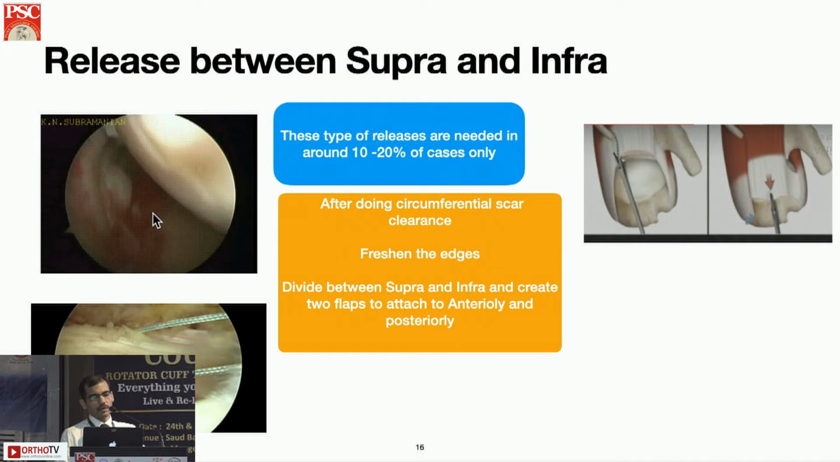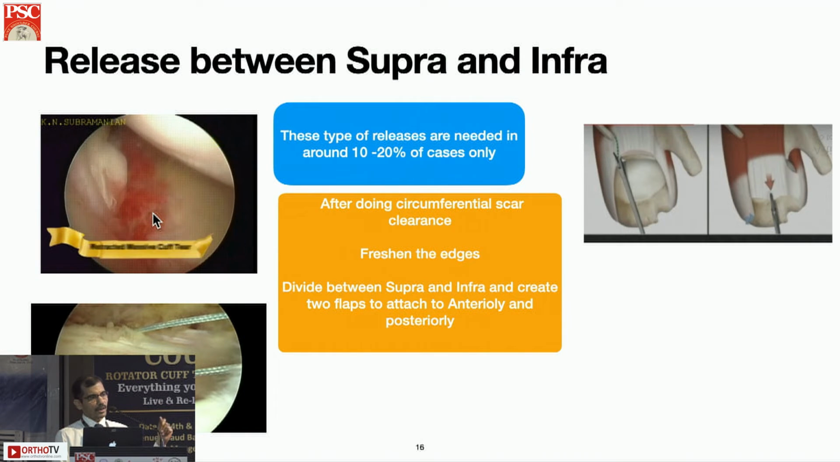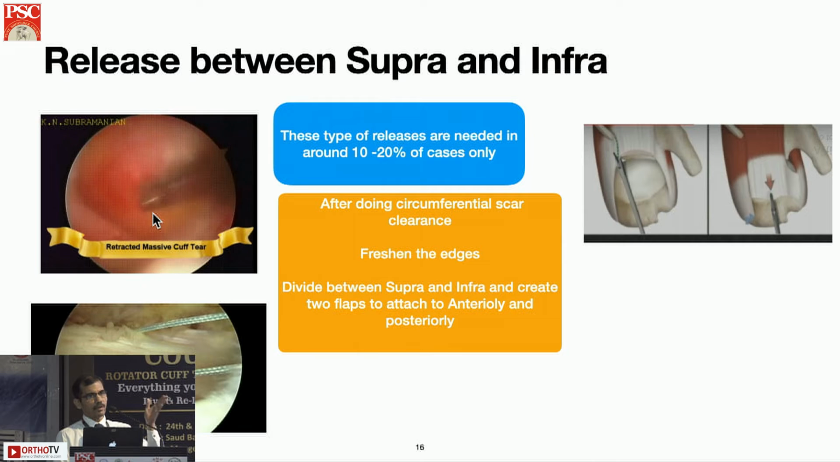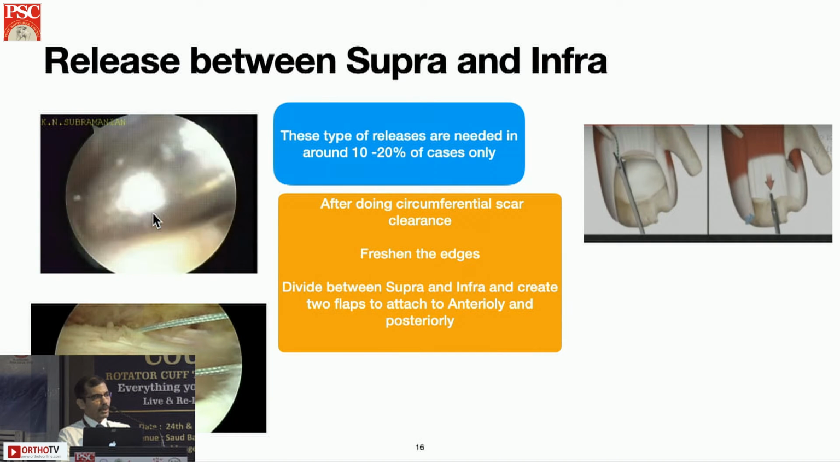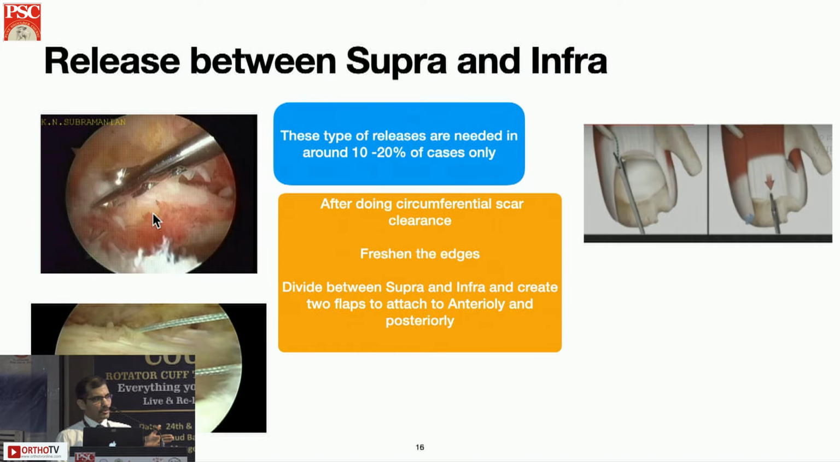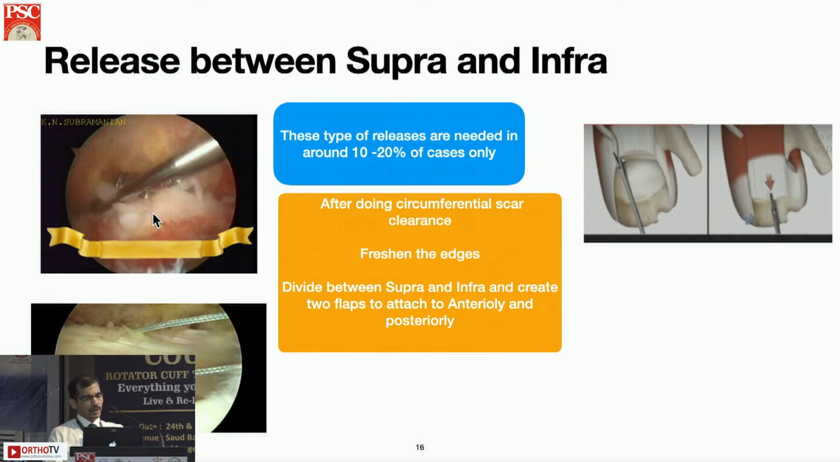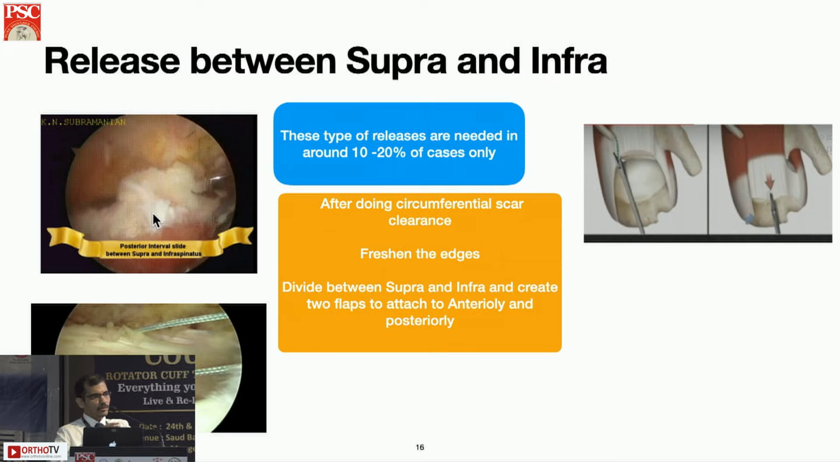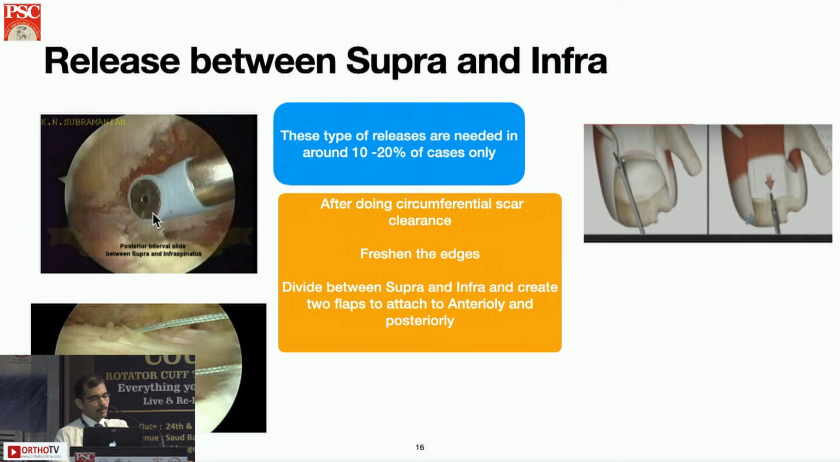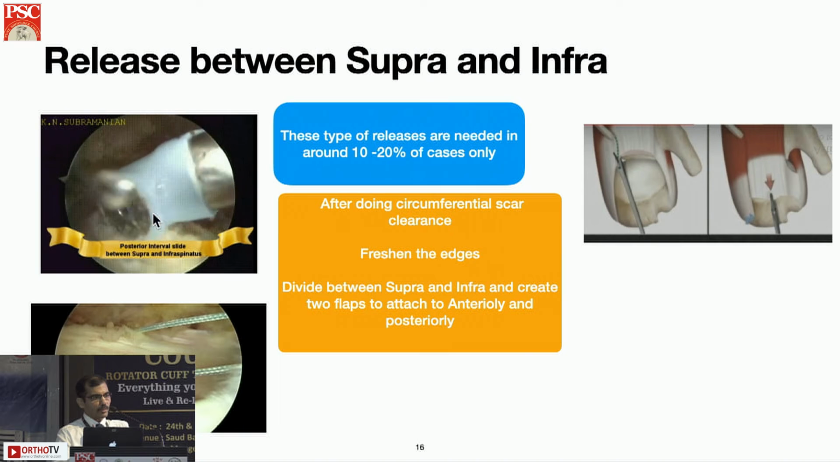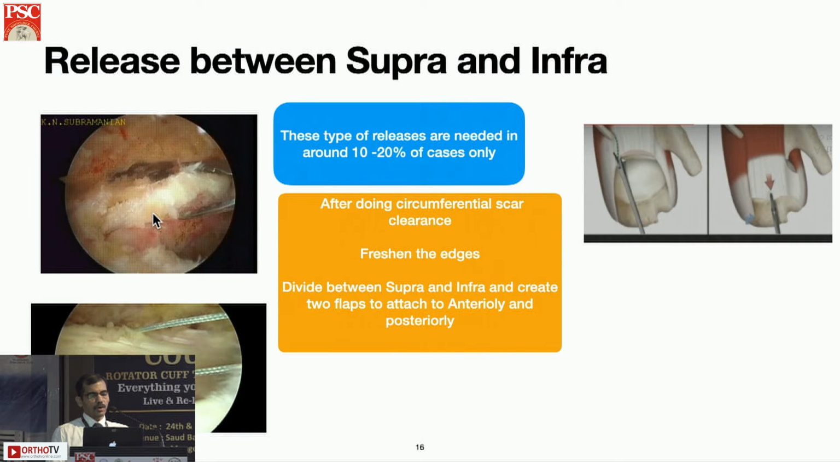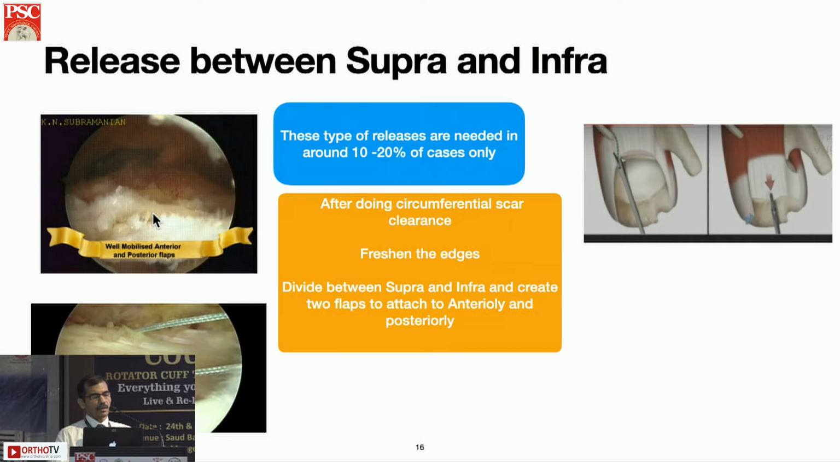What is the next step you can follow? Rarely, I have done an interval release in only about 10 to 20% of cases where you have a massive cuff tear that is irreparable. You can do a release between the supraspinatus and infraspinatus and try to make 2 flaps, and each flap can be attached to the greater tuberosity area. Here we are trying to get tissue which is very well freshened, make a V-shaped tear and develop 2 flaps, anterior and posterior. The posterior flap can be attached to the greater tuberosity and the anterior flap can be attached to the greater tuberosity, and in between you can do the margin convergence and try to get the tissue approximated.